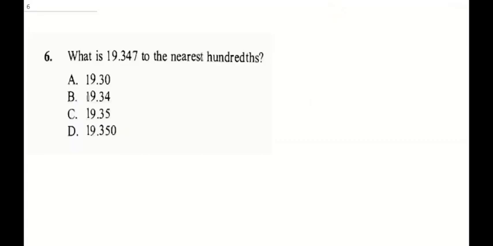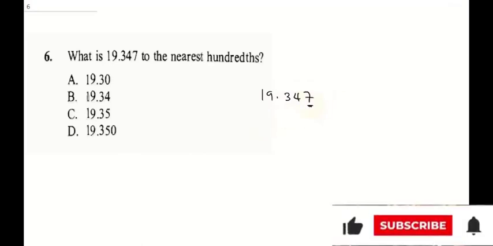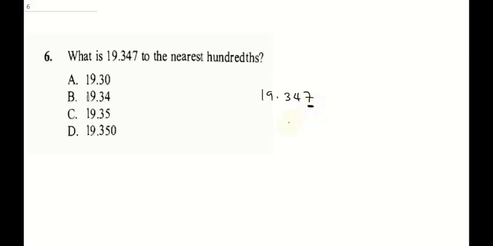Question 6 says, what is 19.347 to the nearest hundredth? Now all you need to do is approximate this number. Since it is 5 and above, we'll approximate it to 19.35. So this is to the nearest hundredth. So the correct answer here is C.